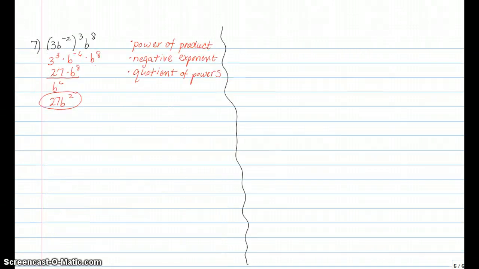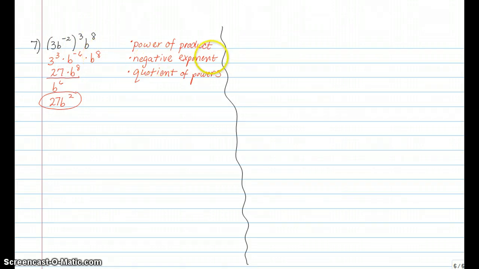All right, number 7 is 3b to the negative 2 in parentheses, so that is going to be a product, 3 times b to the negative 2. And that's raised to the 3rd power, so it's power of a product, times b to the 8th. We're going to use power of a product first. I'm not going to deal with the negative exponent until second. You'll see why in a minute. So 3 to the 3rd power times b to the negative 6. Negative 2 times 3 is negative 6 power, times b to the 8th.